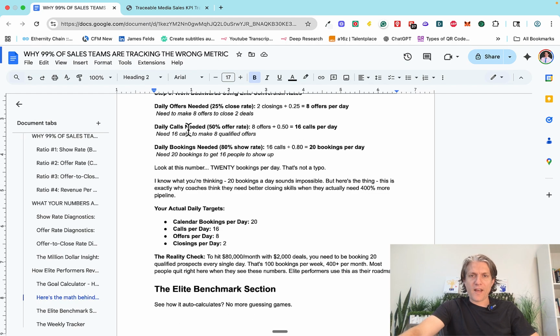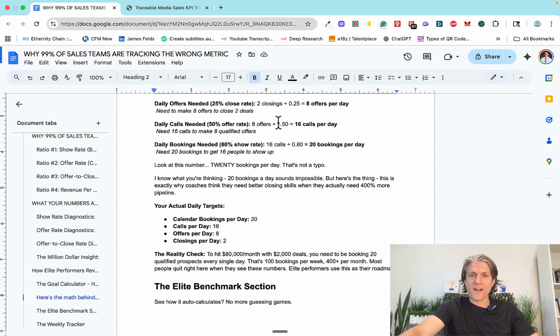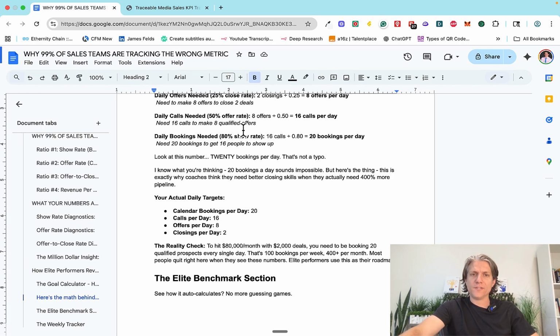So for all the math nerds, daily calls needed, 50% offer rate. These are the benchmarks we chose that are good for the industry. So 8 offers divided by 0.5, you're basically multiplying by 2. So 16 calls per day we're gonna need to make 8 qualified offers.